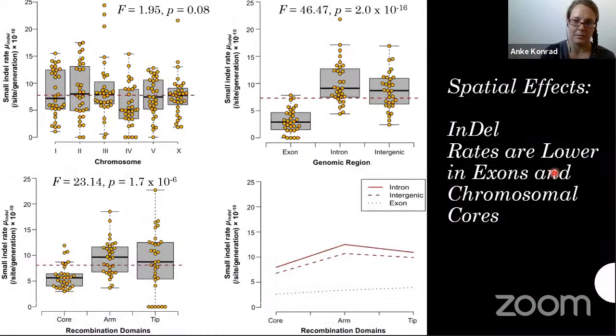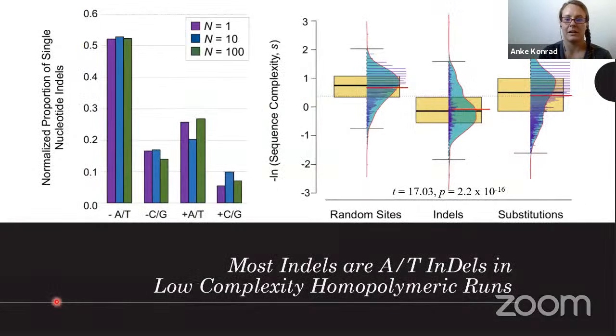Now, if we look at indel mutations, we see a very similar trend as we did in the substitutions. The exons and the cores, again, have much lower mutation rates than the other categories. And here as well, if you look at the low sequence complexity regions of the genome, again, AT homopolymeric runs, this is where most of your mutations will be located.